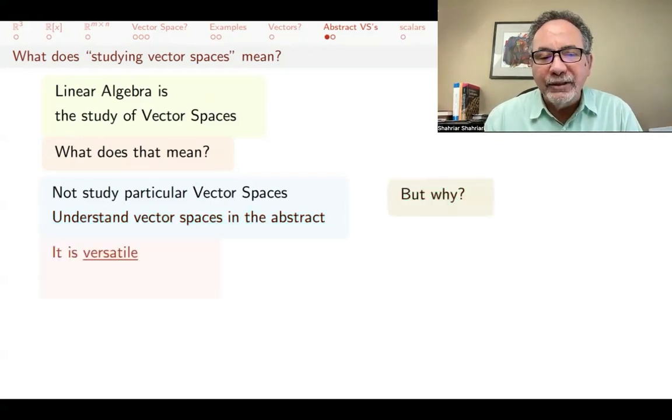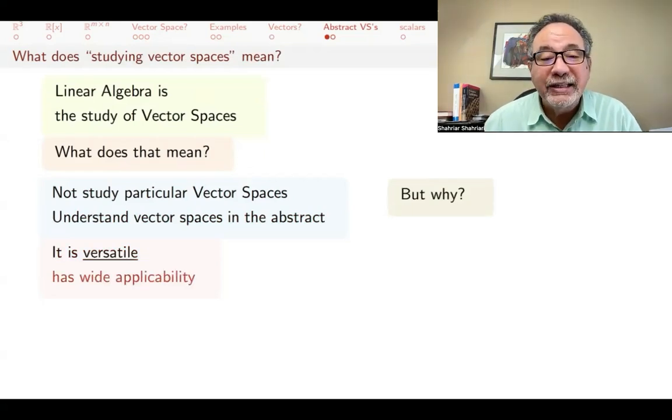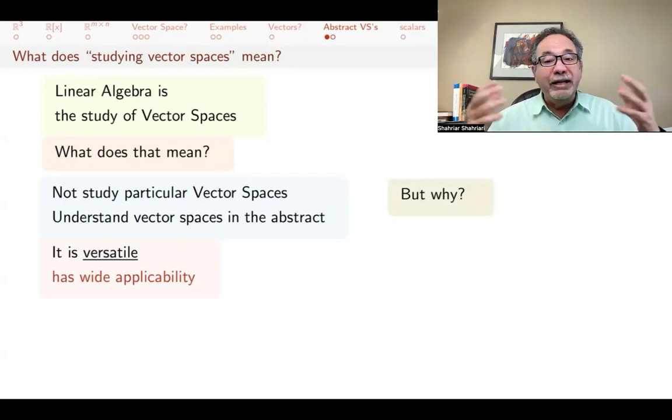But why would you do that? First of all, it's versatile, and because of that, it has wide applicability. If you can say something profound about vector spaces, once and for all, you've said things about Rn, about polynomials, about matrices, about functions, about complex numbers, and so forth, and many other things.